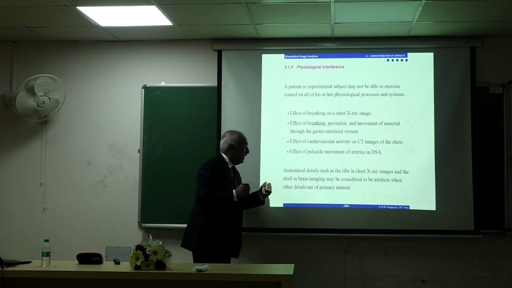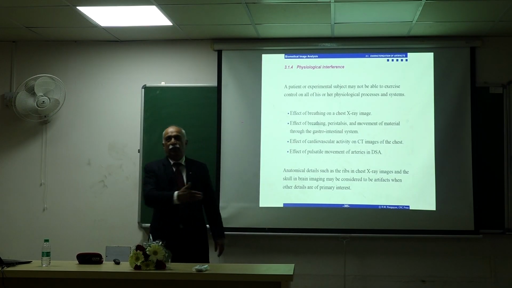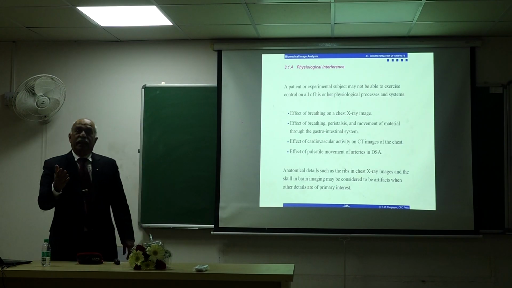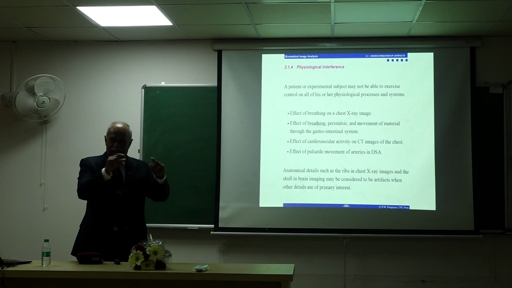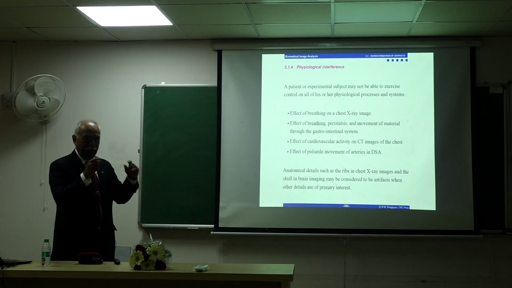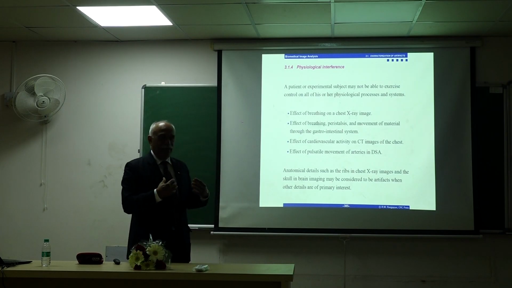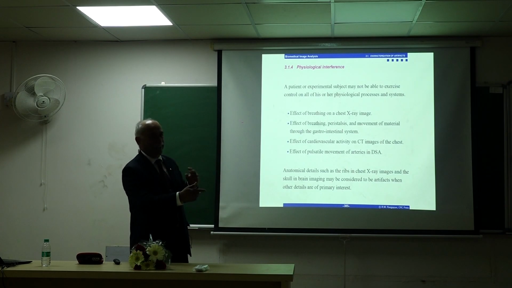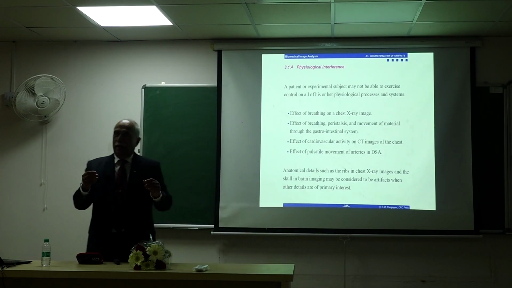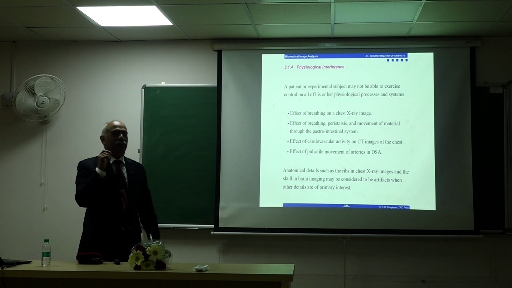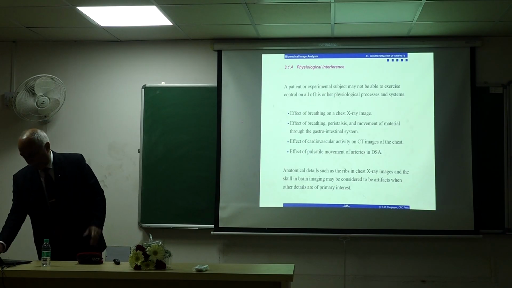So anatomical details such as the ribs in chest X-ray images and the skull in brain imaging and the pectoral muscle in mammograms, they are not of interest. You want to analyze something else, but they are there. So you may want to remove them using image processing segmentation operations. They're not noise, they're normal, but you're not interested in them. You want something else. So those are also parts of the image in which you do not have an interest, and hence you may say it is an artifact. But you can't escape.